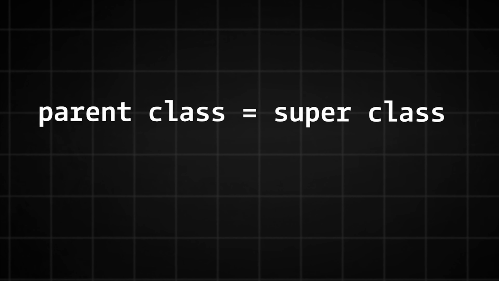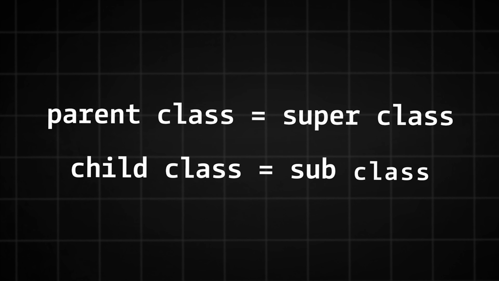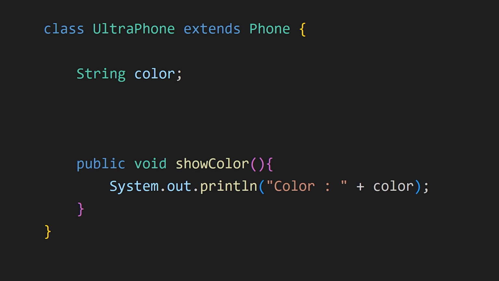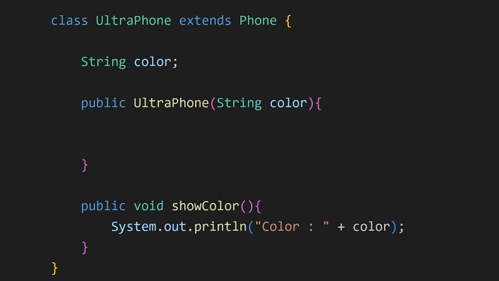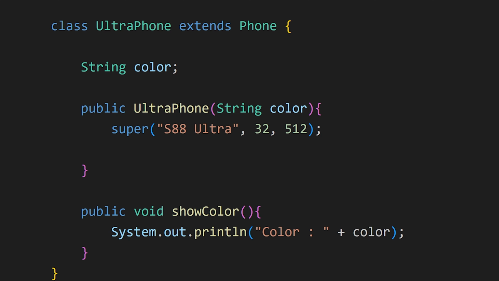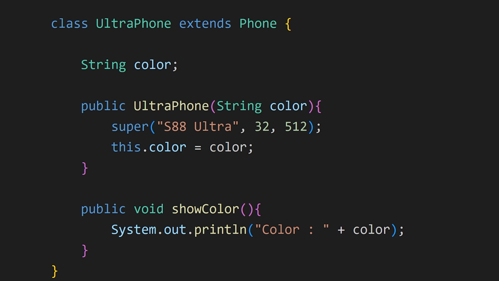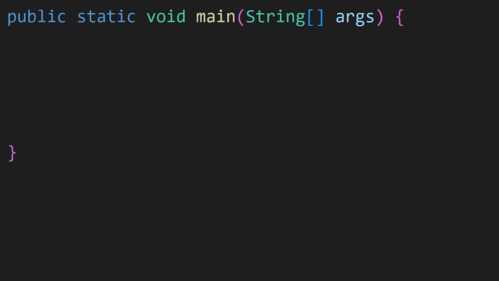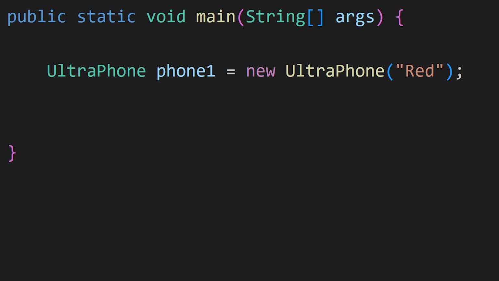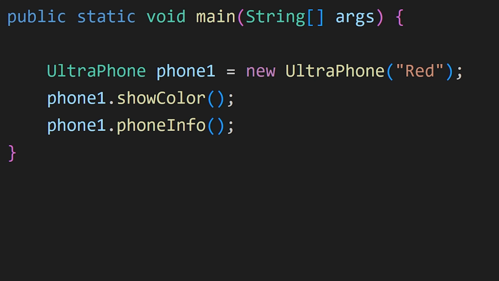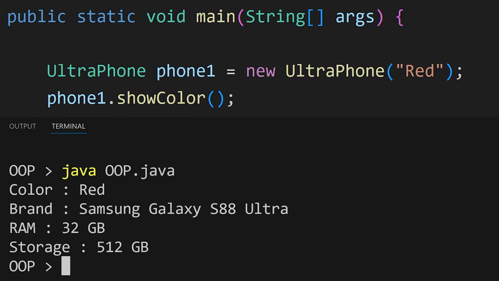Parent class is also called superclass and child class as subclass. Now, while creating the constructor of our Ultra phone, we need to pass the value to the constructor of our phone class. We can access the constructor of our superclass using the super keyword and in parentheses the value for the constructor. Then let's assign the given color to our color variable. Now, when I create an object of the Ultra phone class, I can access the methods and attributes of our Ultra phone class as well as of our phone class.